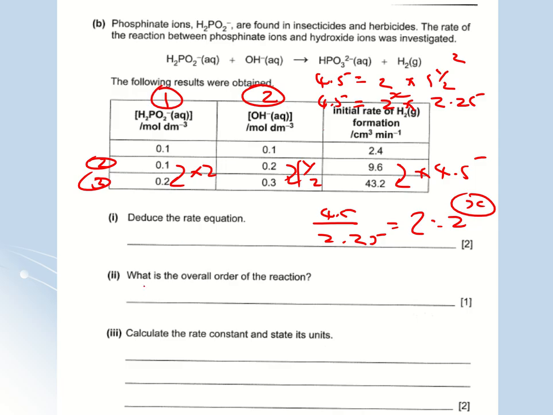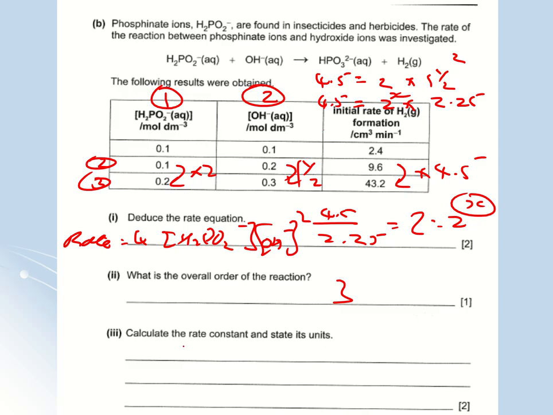So deduce the rate equation. The rate equation therefore is rate equals K times [H2PO2 minus], they're first order, and my hydroxide ions are second order. The overall order is third order, 2 plus 1.